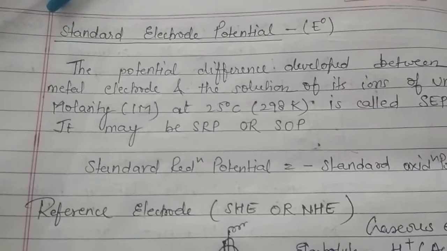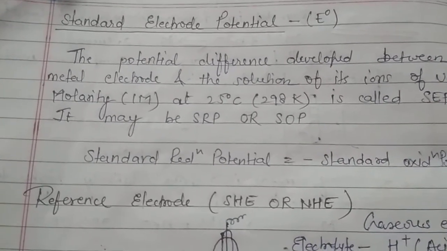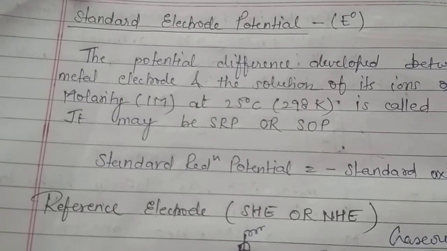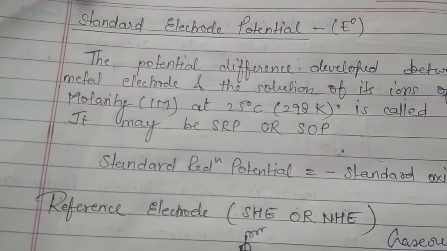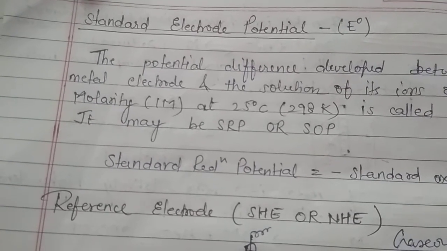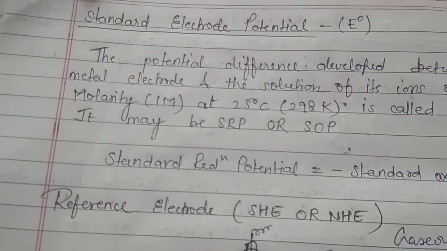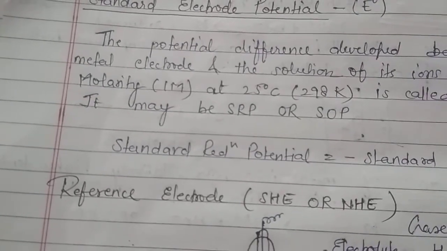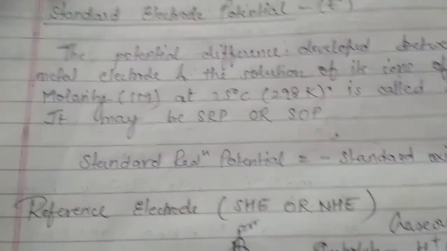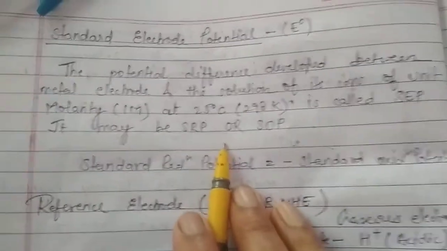Good morning, dear students. As yesterday we have discussed the electrode potential. So what is electrode potential? We may say the electrode potential is the potential difference that is developed between the electrode and its ions in the solution. Or we may also say it is a tendency of the electrode to lose or gain electrons when it is in contact with its own solution ions.